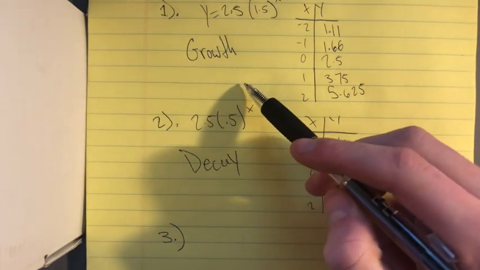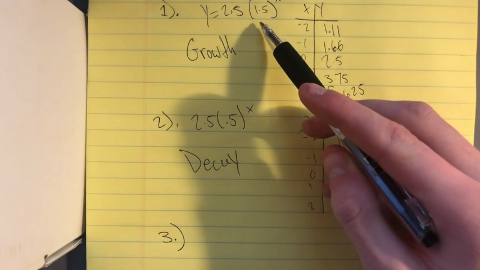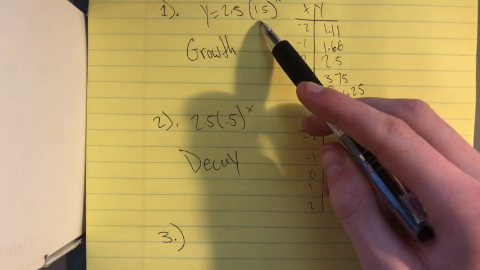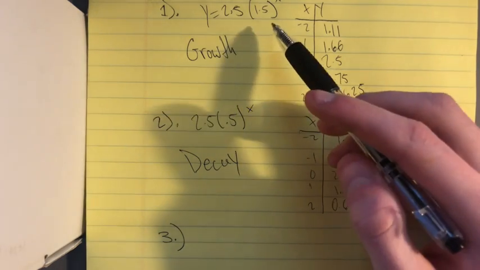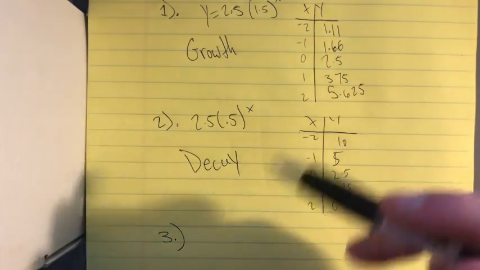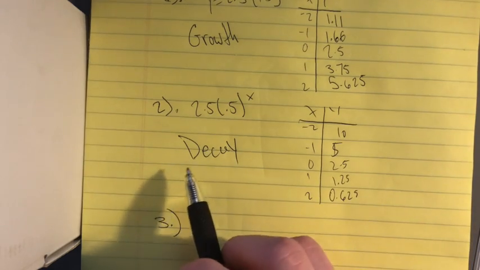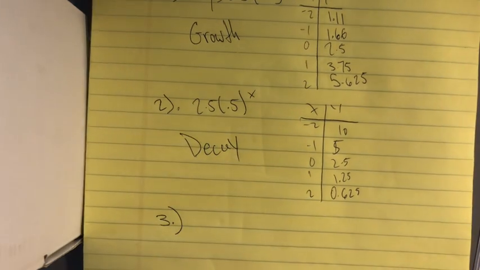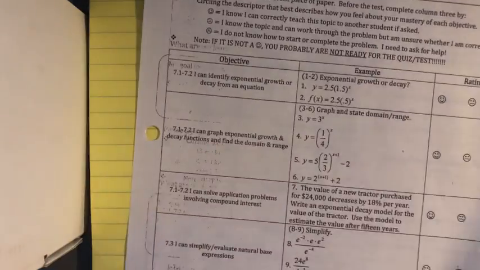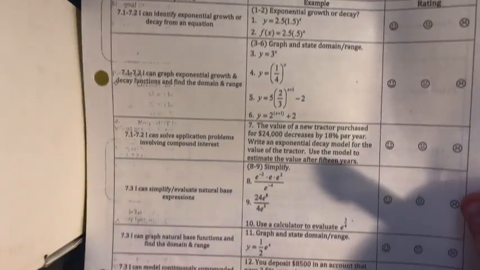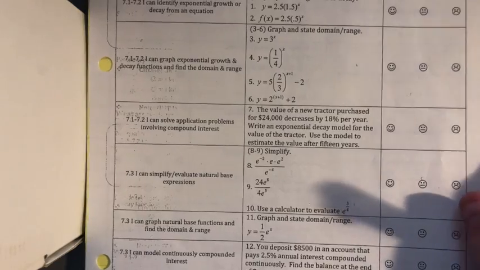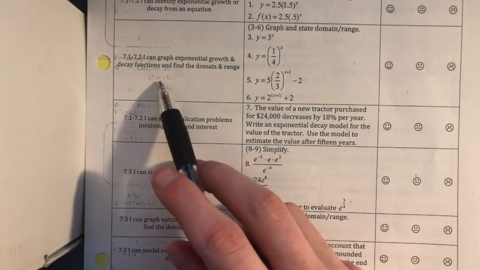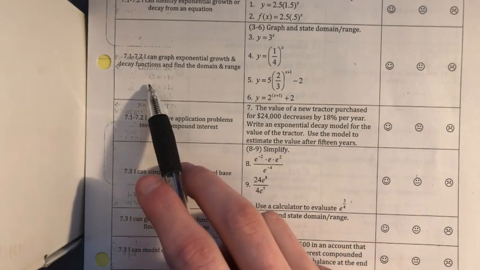So number 1, exponential growth, you can tell by this because it's greater than 1. And then right here we got decay because it's a half, so it's obviously going to be going down. So now we've got 7.12 that says I can graph exponential growth and decay functions and find the domain and range.